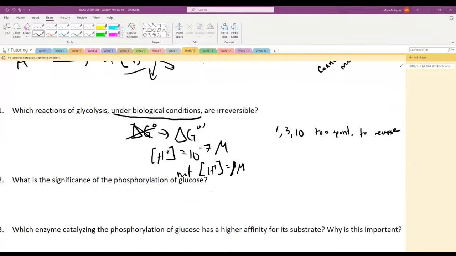So what is the significance of the phosphorylation of glucose? There are 3 key things that I think need to be mentioned. The first is obviously, as we discussed with the entire first phase of glycolysis, it's a priming reaction. It allows us to get energy out of glycolysis. That's great. Second, it adds a negative charge to glucose.